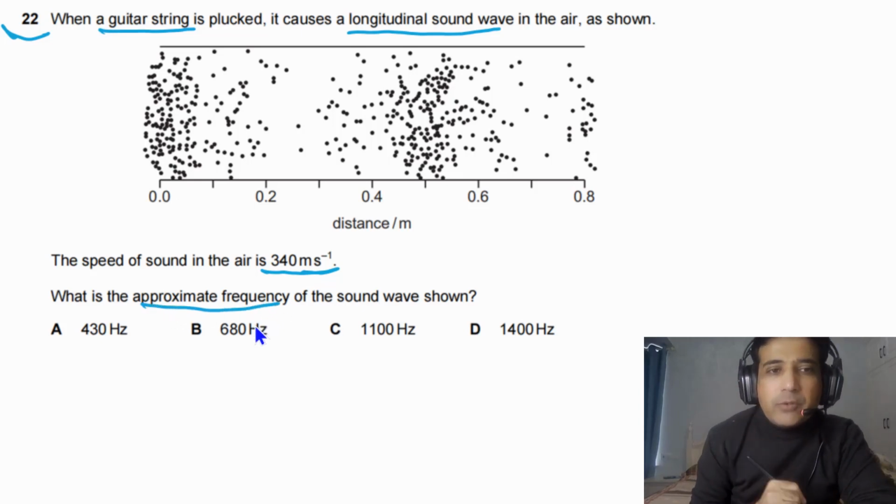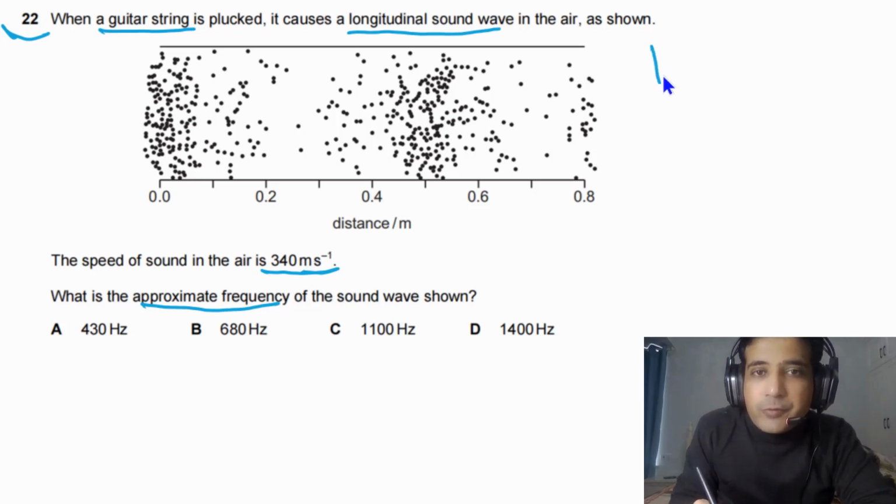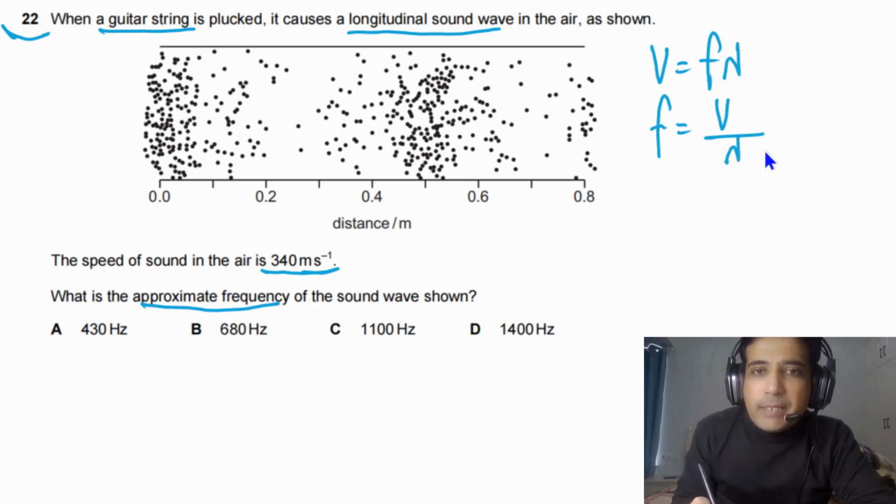So how can we find the frequency of sound waves? Speed of sound waves is given. So simply we need to understand v is equal to f times lambda. We need to find frequency. So simply this will be equal to v divided by lambda, divided by wavelength. And in this case we have the value of v, that is equal to 340. So if we can find the value of lambda, then we can figure out the value of frequency.